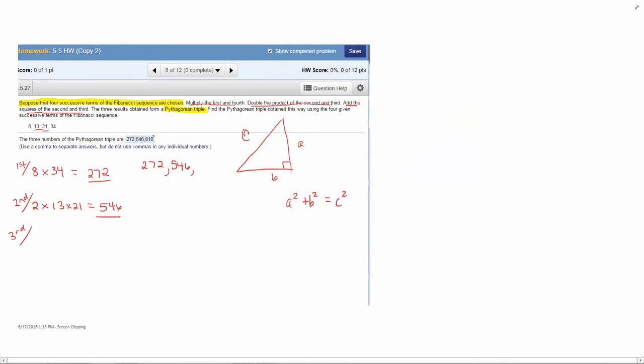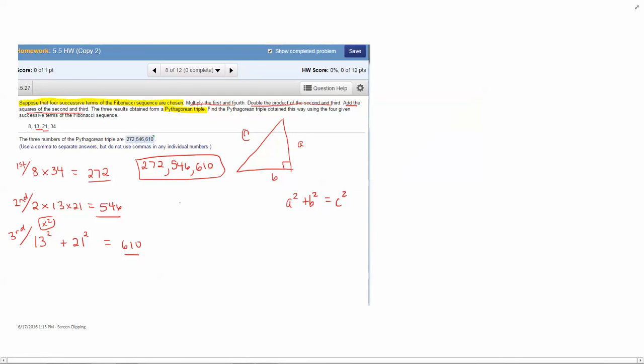The third step is to add the squares of the second and the third. So the second number's 13, the third number's 21, and I want to raise those to the second power and add them. So that would be 13 squared plus 21 squared. You can type that in your calculator. Just use your x squared button to square those. And that's going to give you 610. So 610 would be the third number of the Pythagorean triple list.